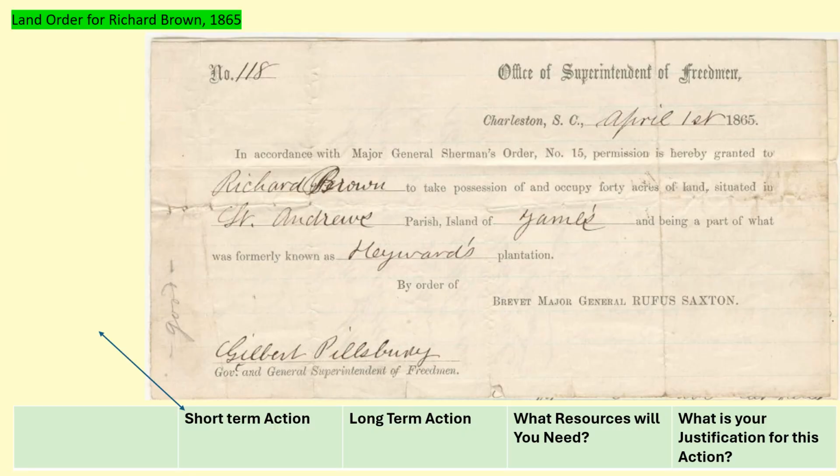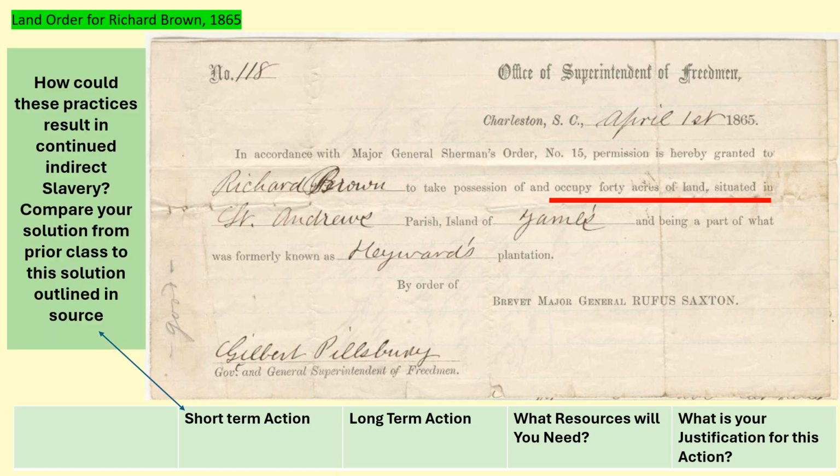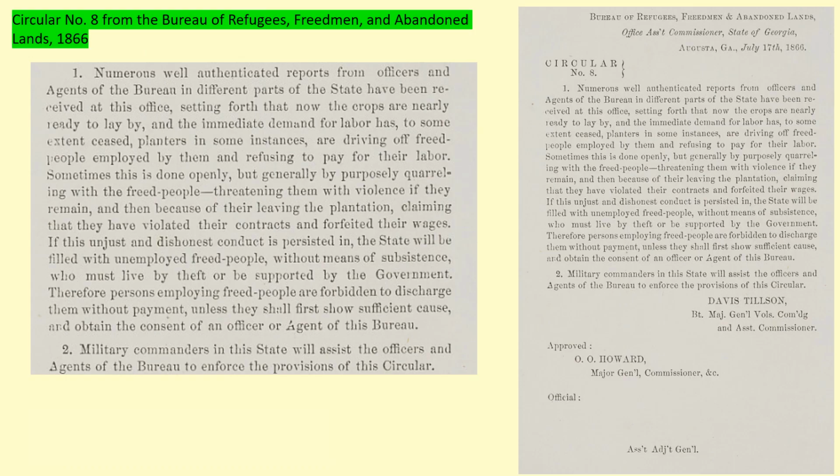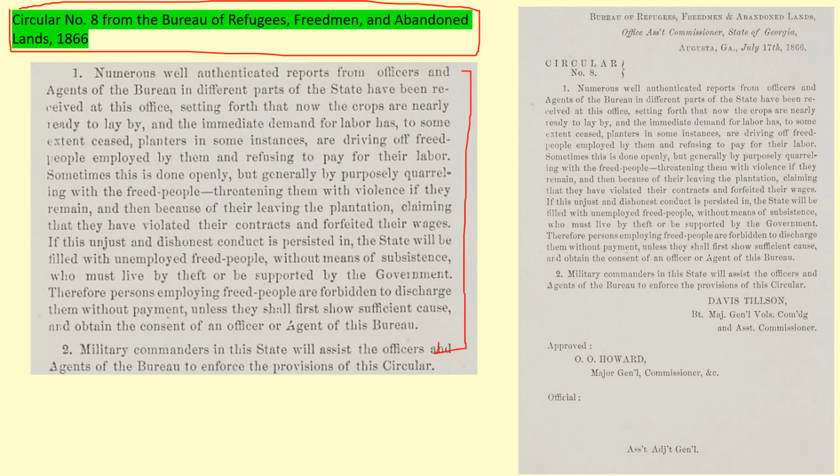We're just coming back to this document that we already looked at, which argued for 40 acres of land, and Richard Brown was the recipient. But keep in mind, this land is going to be lost when Johnson makes the decision to end these particular programs. Here we have another required document, circular number 8, and it's looking at the freedmen and what life is like after servitude for the year 1866.